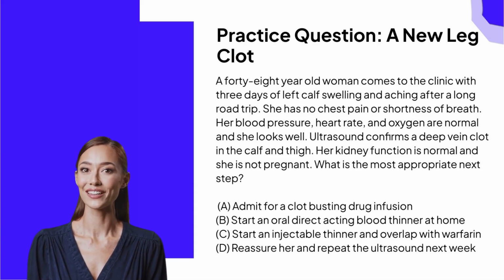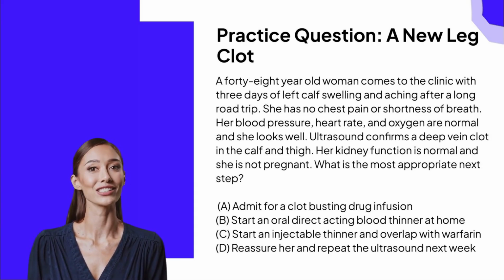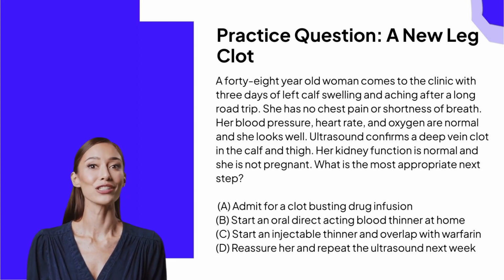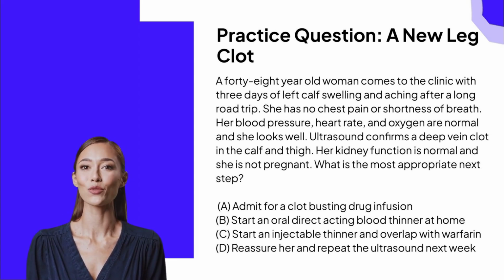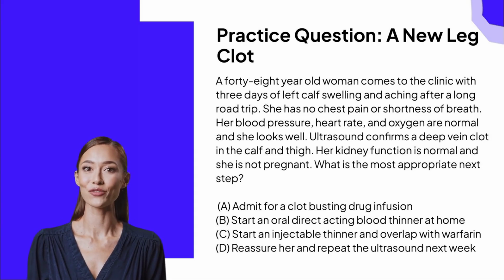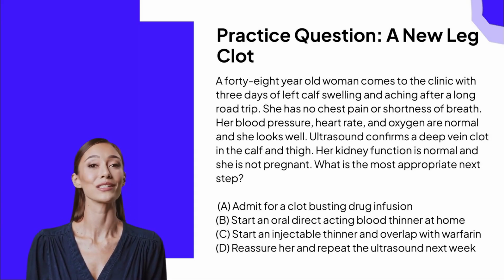Notice how stable she is, and notice that the stem went out of its way to tell you her kidneys are fine and she is not pregnant. Those details are there to point you toward a specific agent. Read the 4 options carefully and pick your answer. Then we will walk through the reasoning together on the next slide.